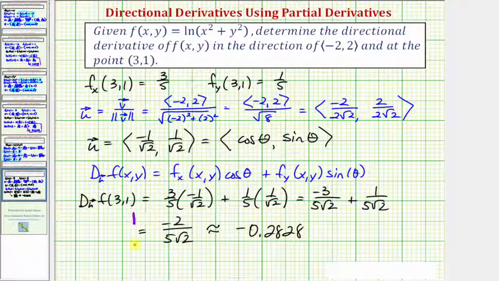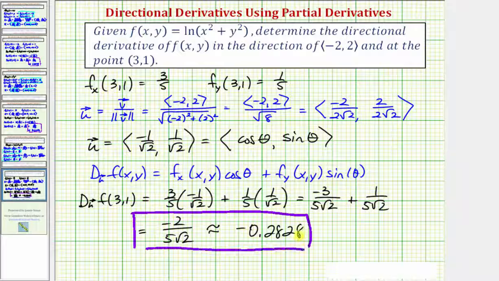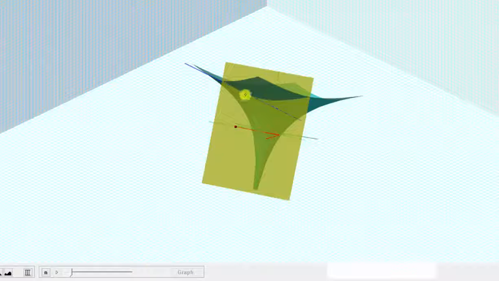Now let's go back to our graph and take a look at this again. Notice how if we're on this point on the surface and we move in the direction of this red vector, notice how the line is slanted down in this direction, and that's the reason why the directional derivative in this case is negative. I hope you found this example helpful.